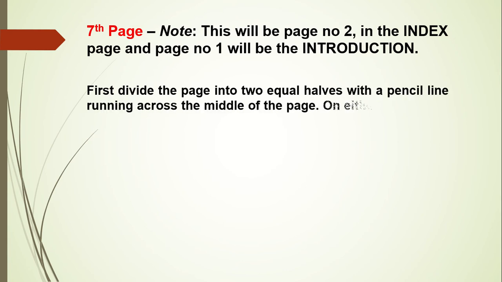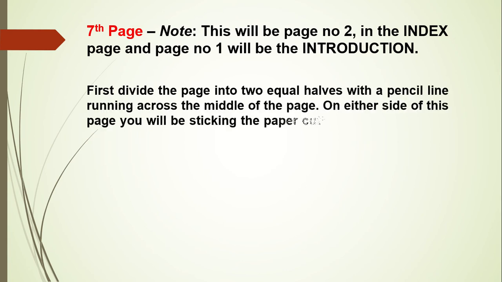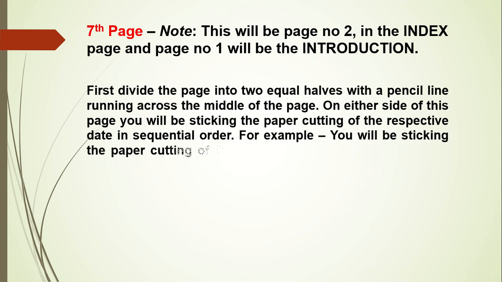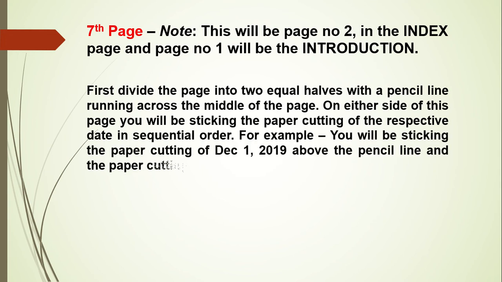First, you need to divide the page into two equal halves with a pencil line or a black pen running across the middle of the page. Now on either side of this page, meaning on either hemisphere of that interleaf, you will be sticking the paper cutting of the respective date in sequential order. For example, you will be sticking the paper cutting of December 1, 2019 above the pencil line and the paper cutting of December 2, 2019 below the pencil line.